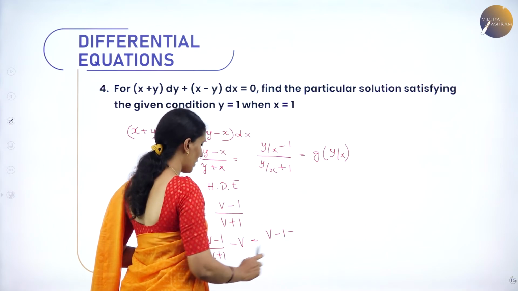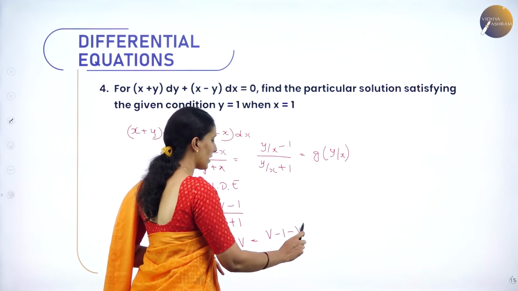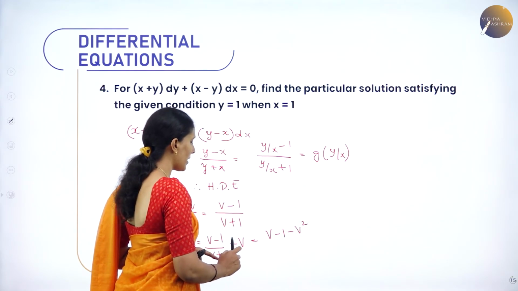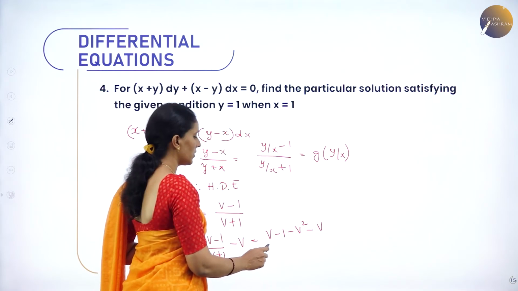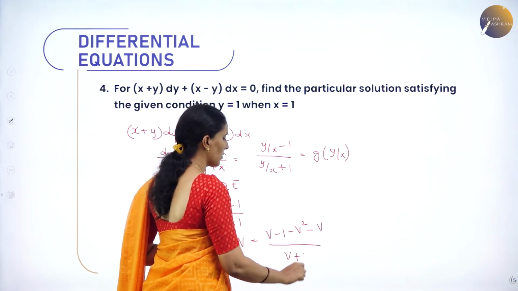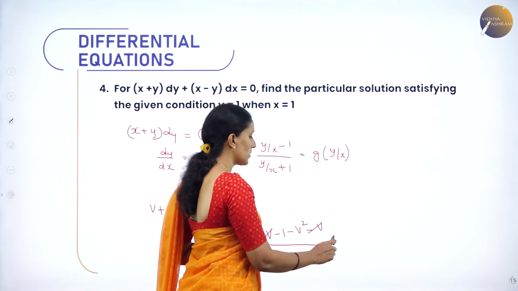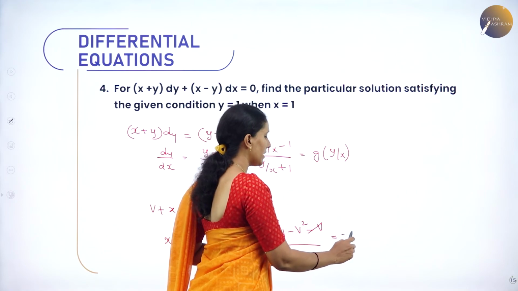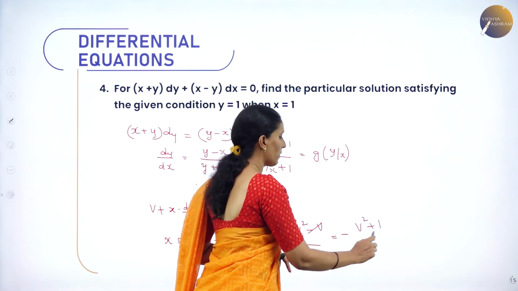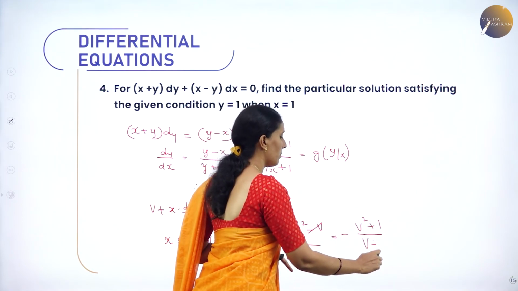Which becomes (v minus 1) minus v(v plus 1), all divided by v plus 1. When you multiply, minus v becomes minus v square, and plus 1 minus v becomes minus v. On solving here, plus v minus v cancels. So I will get here minus (v square plus 1) divided by (v plus 1).